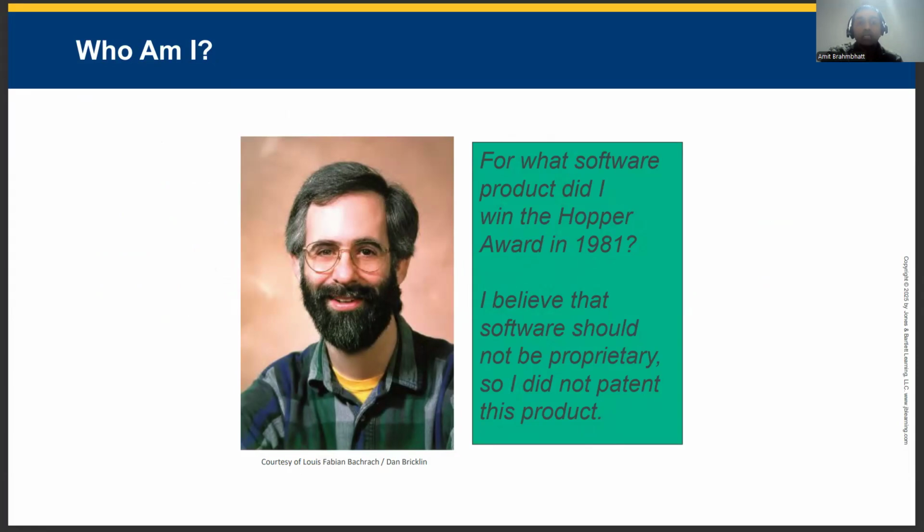The slide asks which software product earned the Hopper Award in 1981 and was intentionally not patented. You should look it up by yourself. And the answer is VisiCalc, the first spreadsheet program created by Dan Bricklin. His work revolutionized personal computing by turning computers into practical business tools. This also shows how non-proprietary software decisions can shape entire industries.